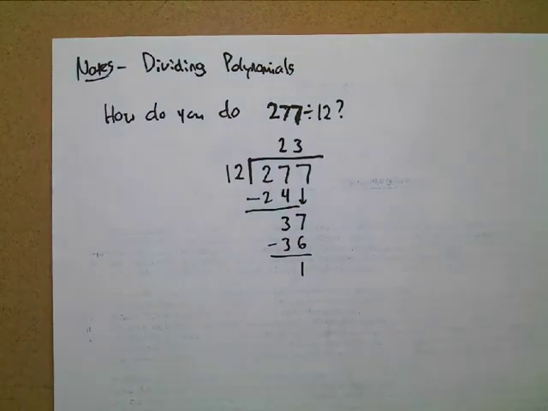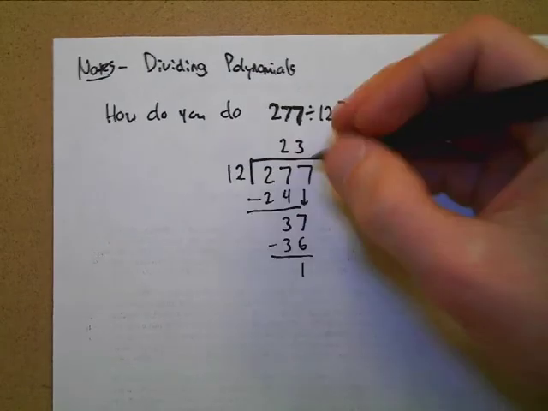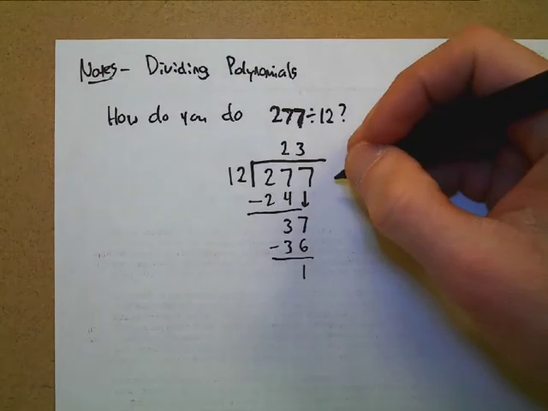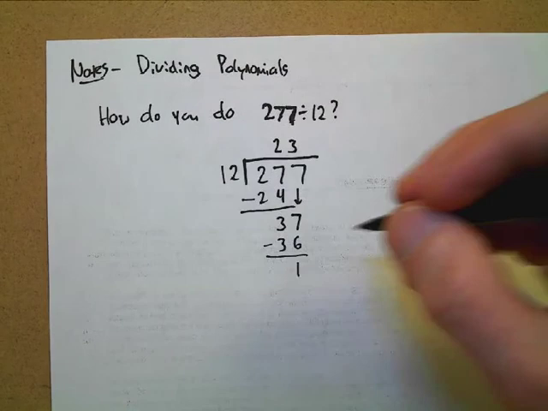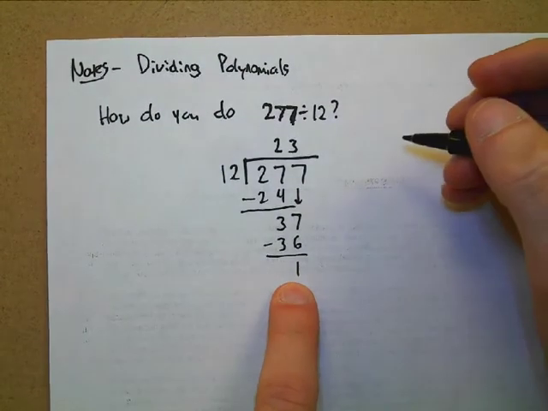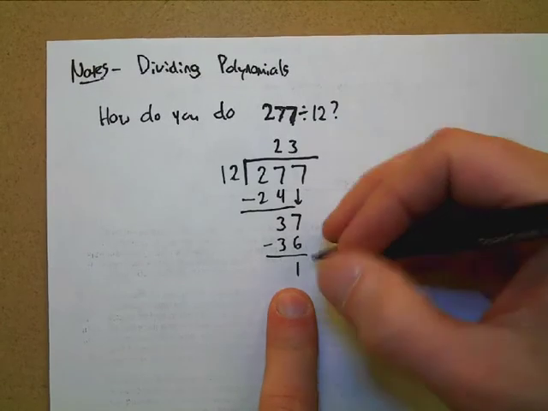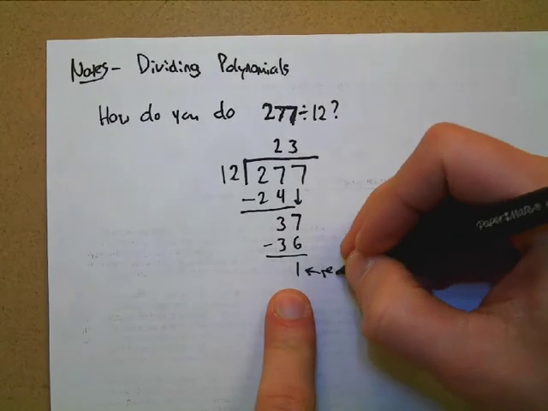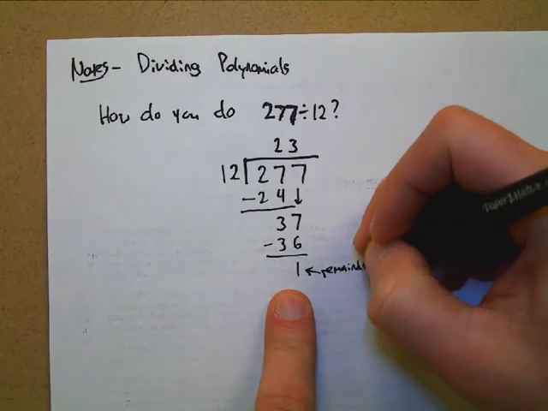That leaves 1, right? There are no more numbers for us to bring down, and so this 1 is known as the remainder. We cannot bring down any more numbers.